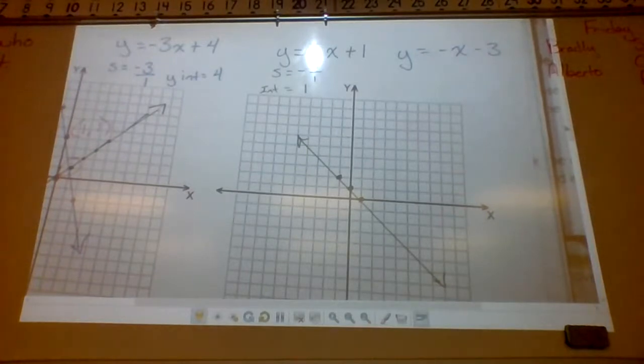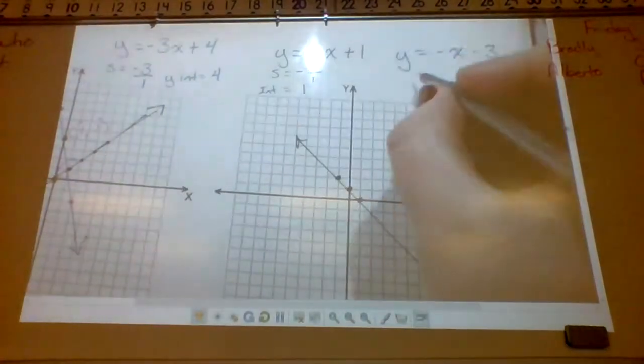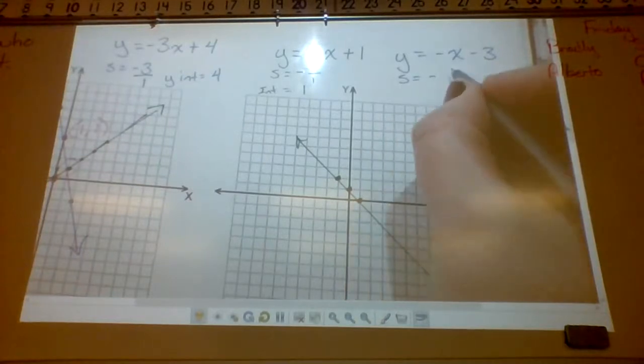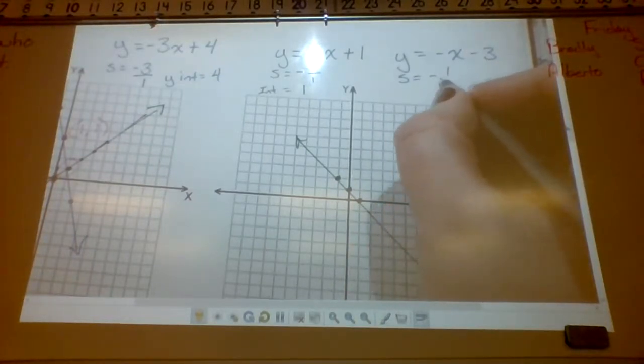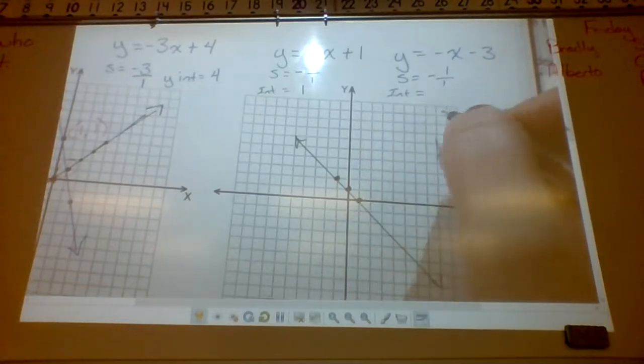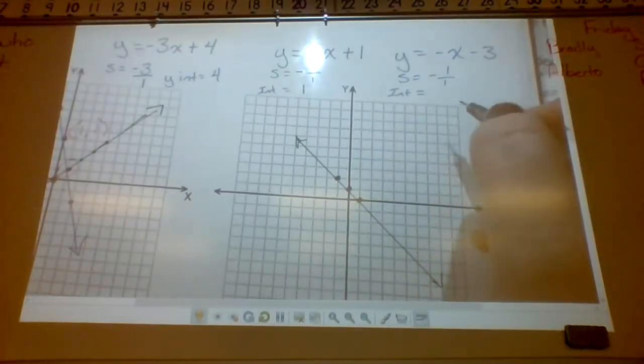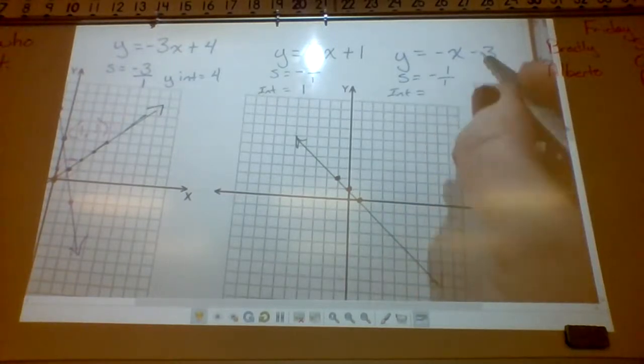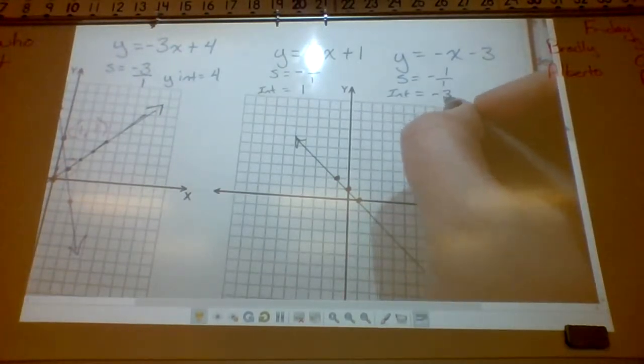And then what? Do the other one. What is your slope? Negative 1 over 1. What's your y-intercept? Positive 3 or negative 3? Negative 3. Why? Because the x doesn't count against the 3. It's negative 3.